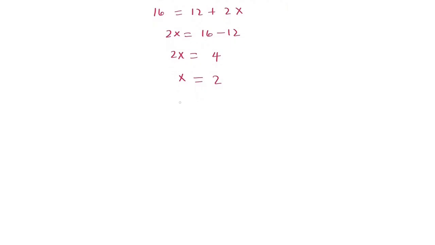Okay, so now to find the length AB, we take 5 plus 2, which equals 7 centimeters. And the length AC, we take 2 plus 2, which equals 4 centimeters. And those are going to be our answers.